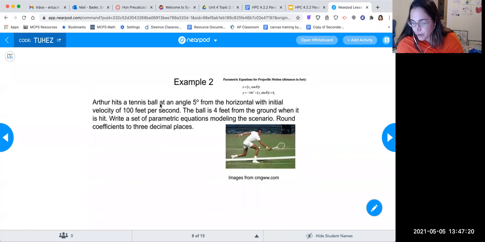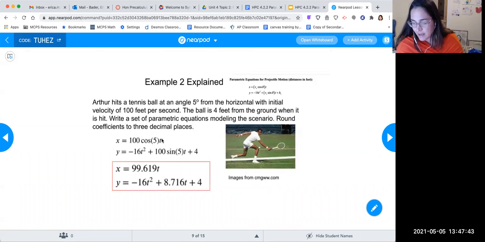Here's example 2. Arthur hit a tennis ball at angle 5 from the horizontal. Initial velocity is 100 feet per second. Ball is 4 feet from the ground when it's hit. Write a set of parametric equations modeling the scenario. Round your coefficients to 3 decimal places. See if you can do that. Oh, that's Arthur Ashe, by the way. So see if you can do that. Pause the video and try it.